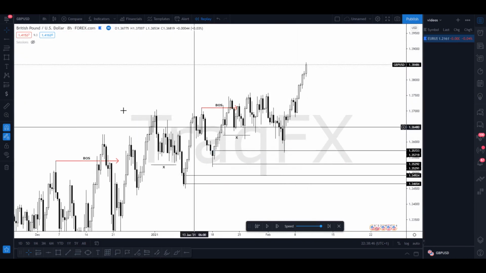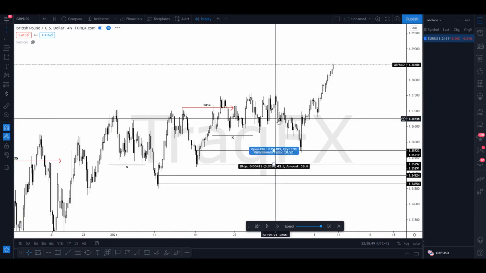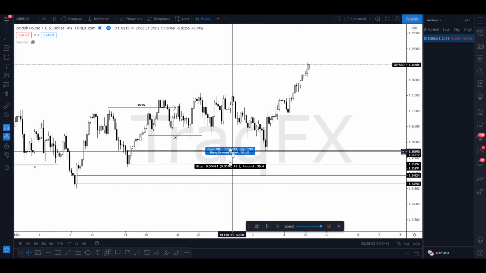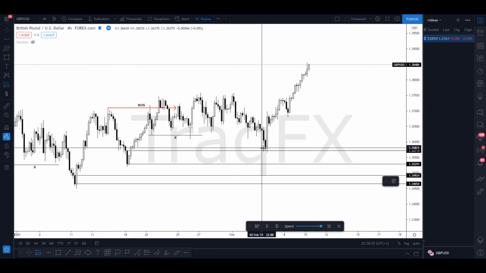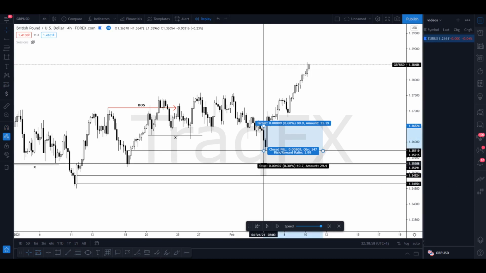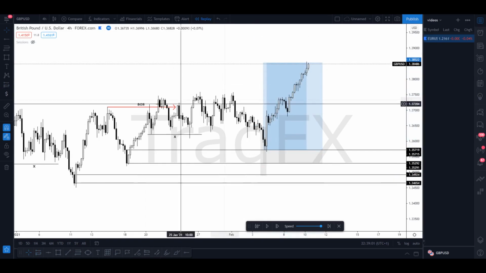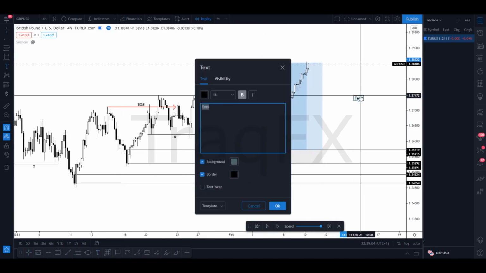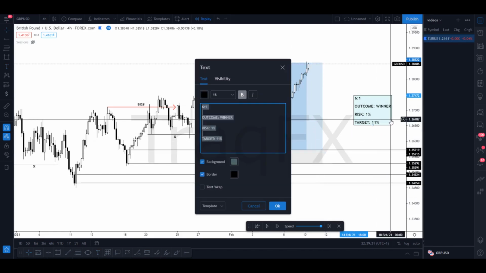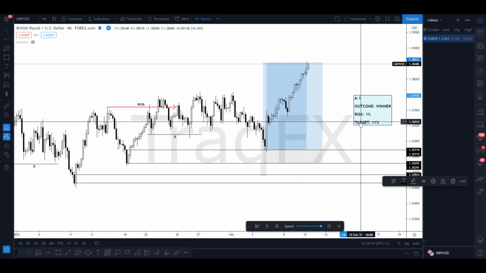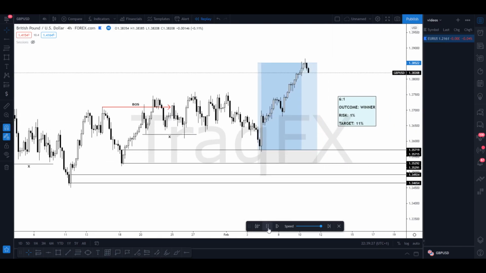So what I would do now is I would write down right here. We'll go down to the 4 hour. But at this point I would put my entry right there, stop loss at the low, and then TP, let's just put it right here. Now this would be a 6-to-1, so I would write down 6-to-1 outcome winner, risk 1%, target 11%, right? Or 6%. I'm not even sure, to be honest. It depends on which lot size you're using, so this is just random. So that's one winner, right? And let's see what the market ends up doing next.